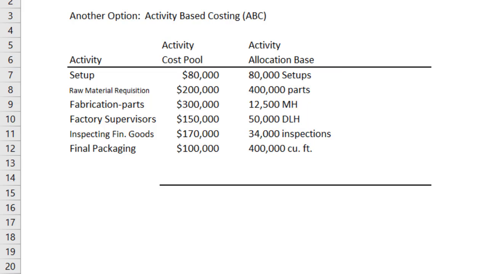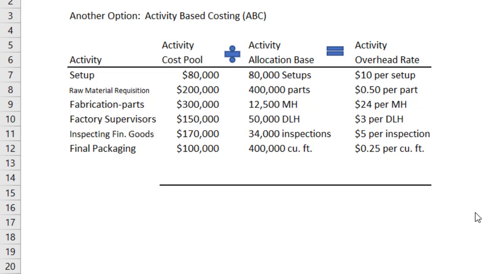So let's go ahead and divide the cost pool by the allocation base. By dividing the cost pool by the allocation base, we get the activity overhead rate. We get a different activity overhead rate for each activity. So every time we set up for the skateboards, $10 of overhead goes to the skateboards. Every time we spend an hour on direct labor hours for the scooters, $3 of supervisory overhead goes to the scooters, and on and on.